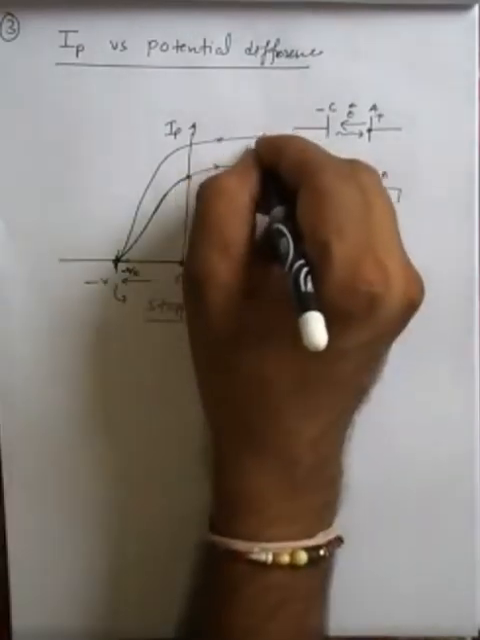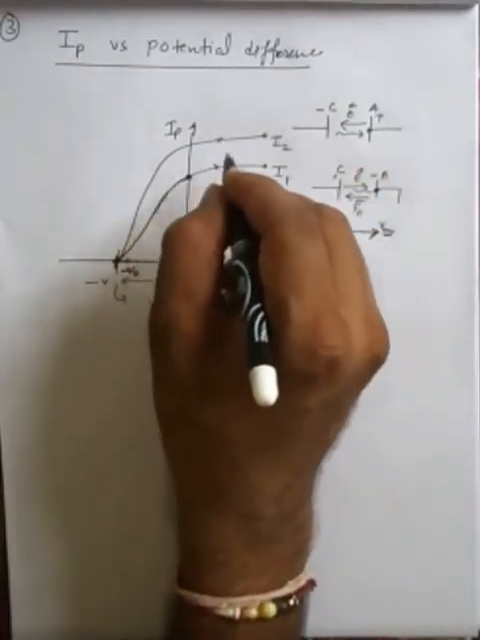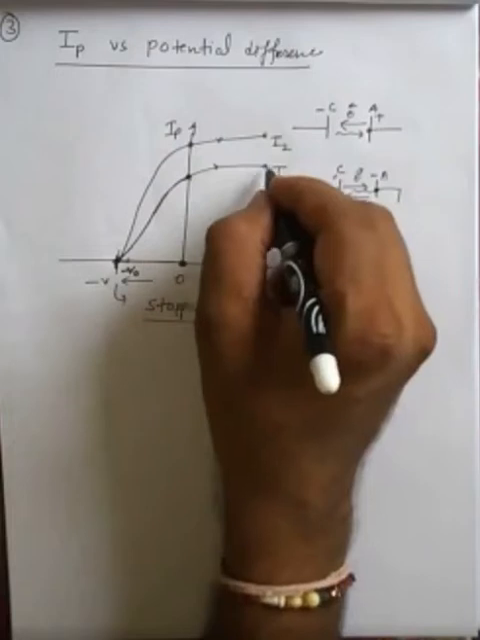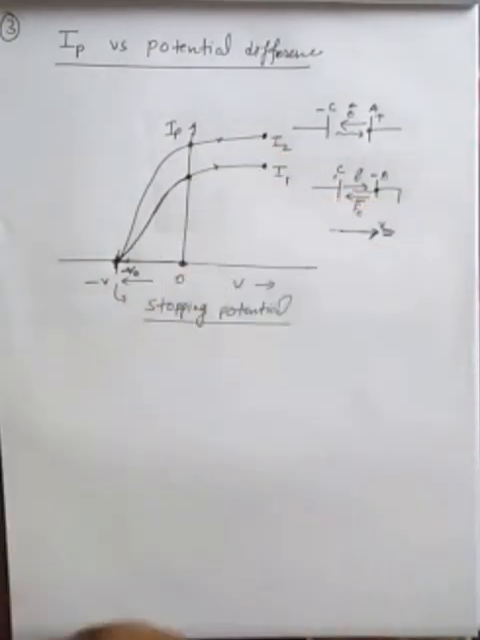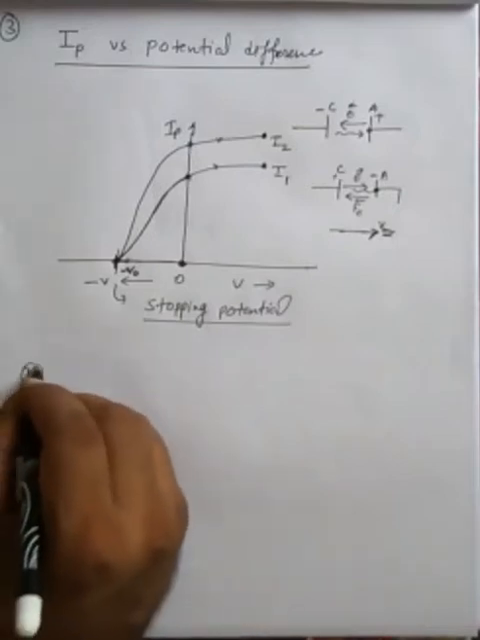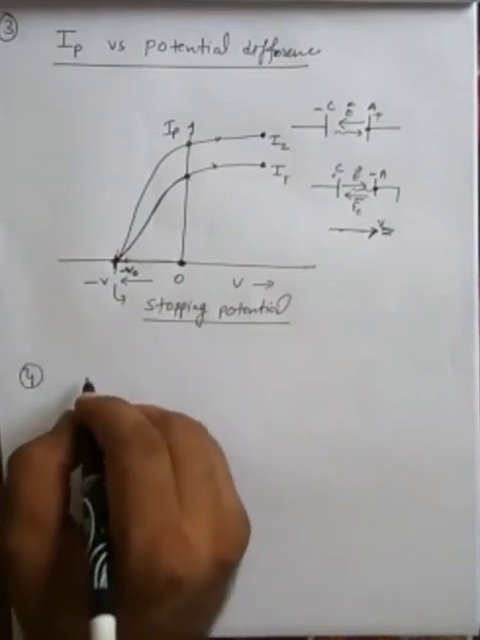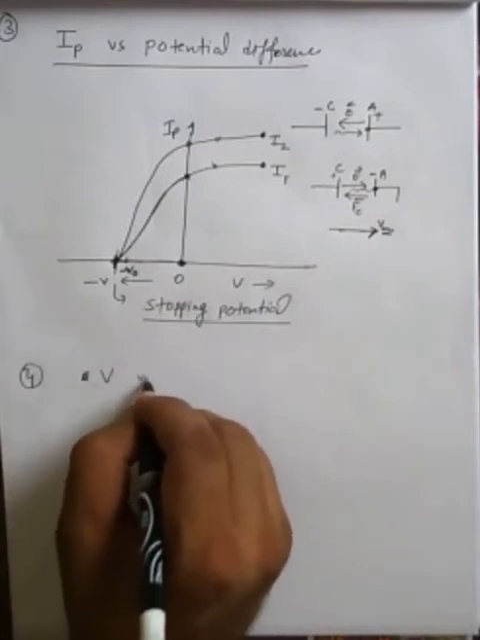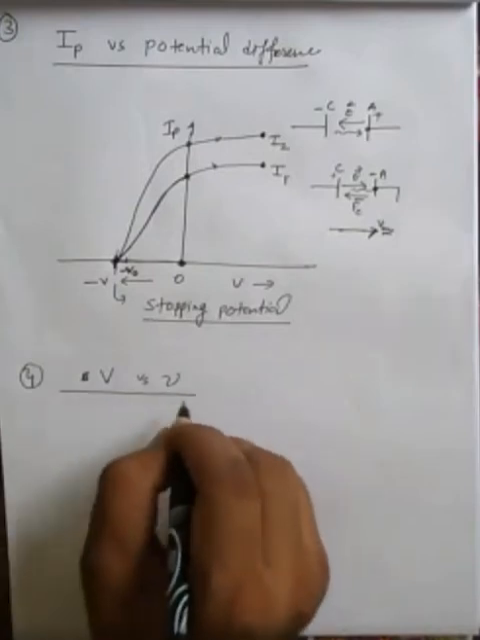And then what they observed in the experiment is that this stopping potential is common for light of the same frequency. It's common for light of different intensities but having the same frequency. So this was the third result. The fourth one was the variation of the stopping potential versus the frequency of the incident light.